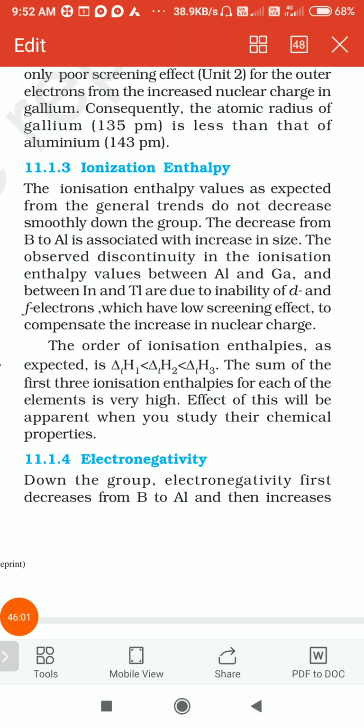But in groups, what happens? Less ionization energy is required. Why? Because atomic size gradually increases. As size increases, you have to apply only a small amount of energy to remove the electrons. So this is about ionization enthalpy.